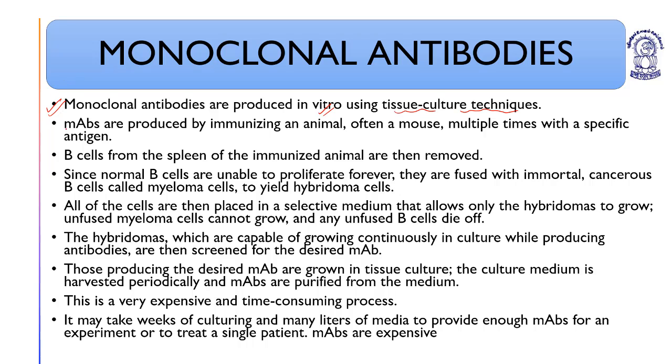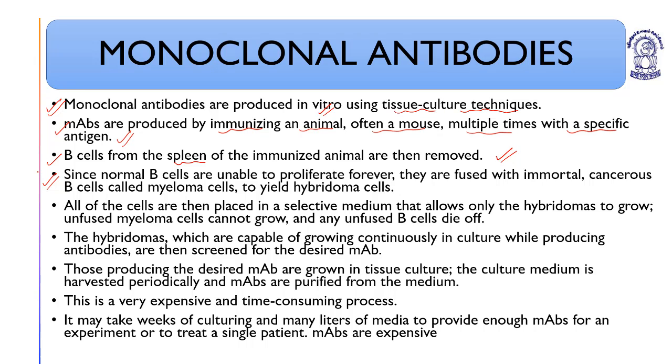Monoclonal antibodies are produced by immunizing an animal, often a mouse, multiple times with the specific antigen. The same antigen is introduced again and again in a mouse, and the mouse will produce the antibodies. So it is a process of immunizing an animal again and again. Now the B cells from the spleen are taken out, they are removed.